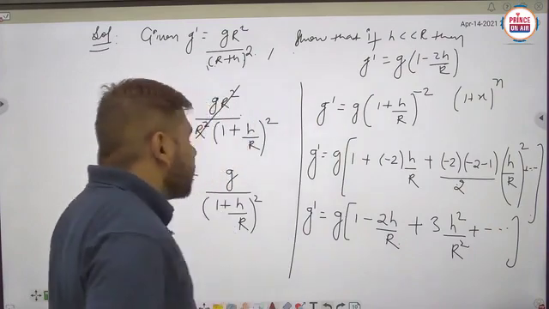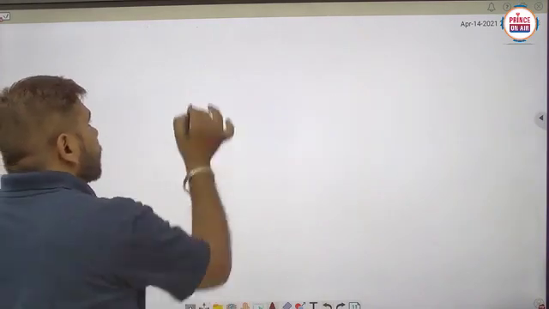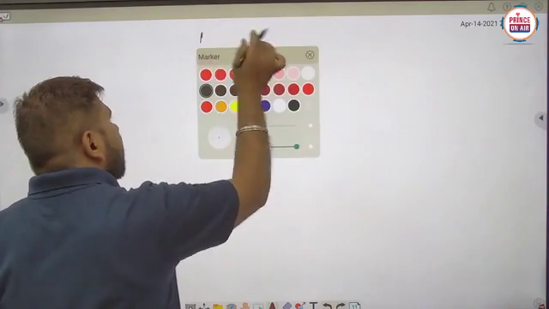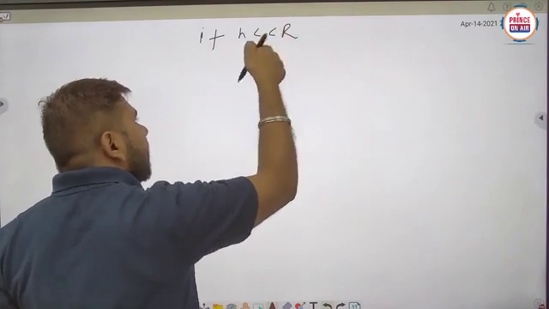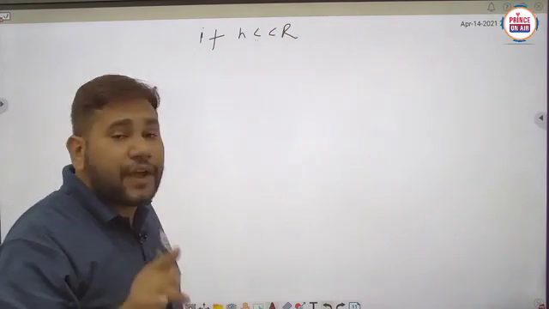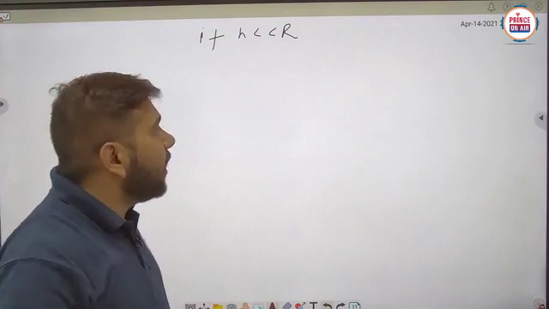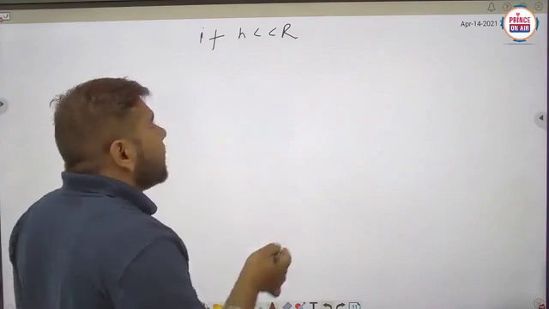Clear beta? Now what we have to prove? We have to prove that if h is very very less than r, which condition we have to use in this formula? If h is very very less than r, then z dash will be z into 1 minus 2h by r. Let's take an example.